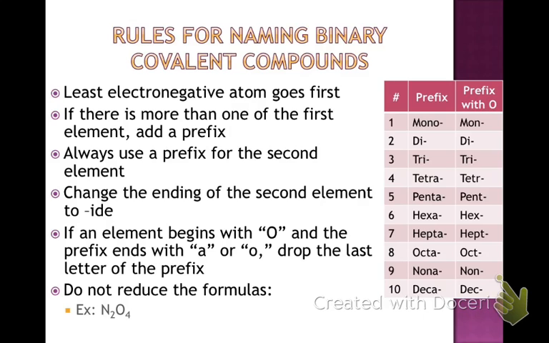And the last little rule is just pretty much a word of wisdom. Don't reduce down the formulas. We'll talk about empirical formulas and molecular formulas a little later on, but if we have N2O4, in ionic compounds we would have reduced this down to NO2, but this isn't ionic. It's a covalent compound because these are two nonmetals. So keep the 2 and the 4 as is.